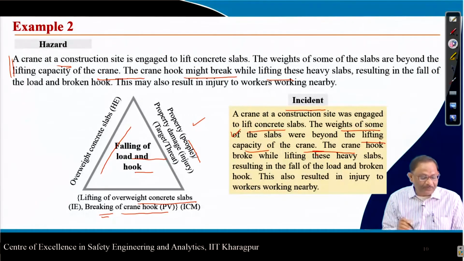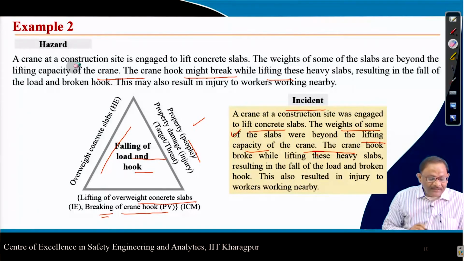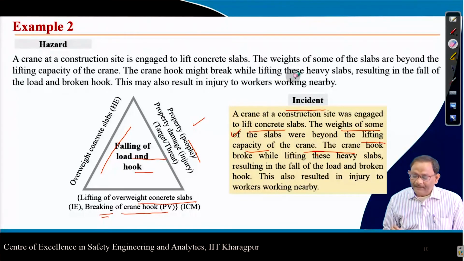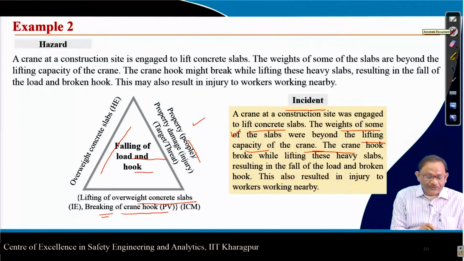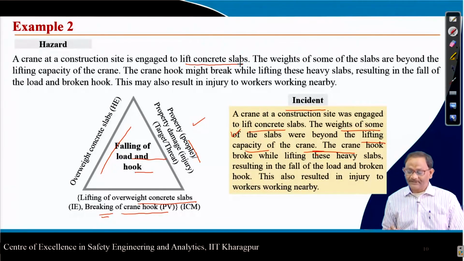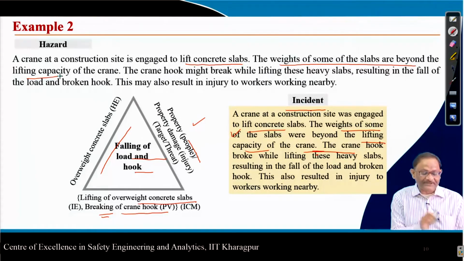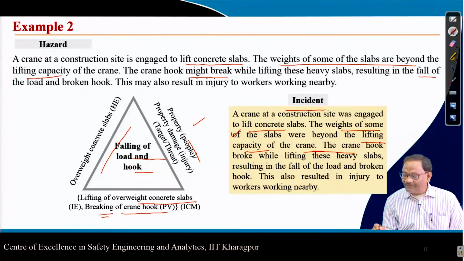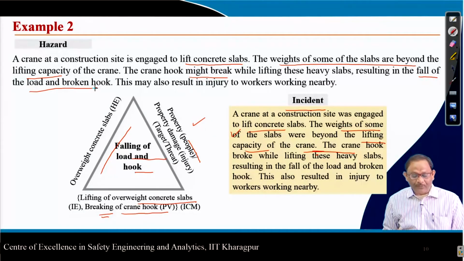So our second example is a crane at a construction site engaged in lifting concrete slabs. The weight of some of the slabs is beyond the lifting capacity of the crane. So overweight slabs are there. The crane hook might break, resulting in fall of load and a broken hook. This may result in injury.